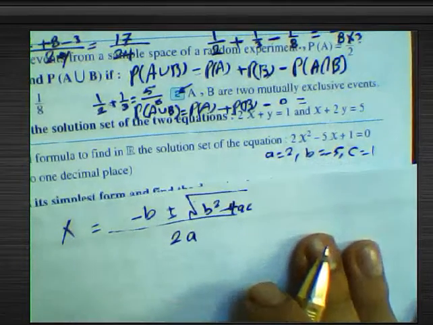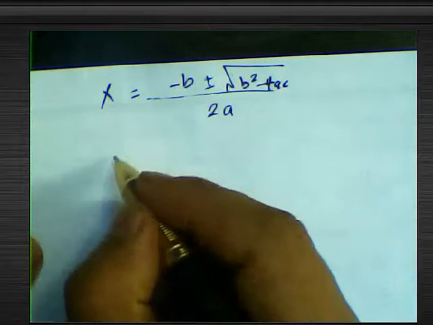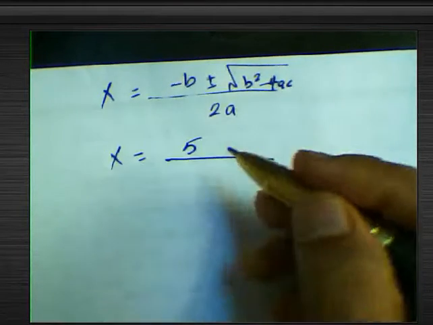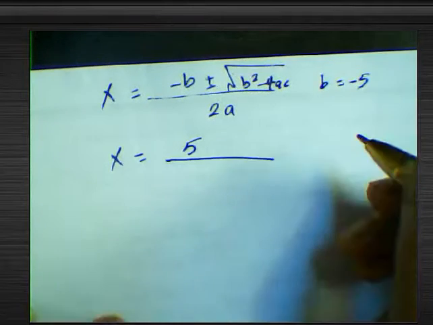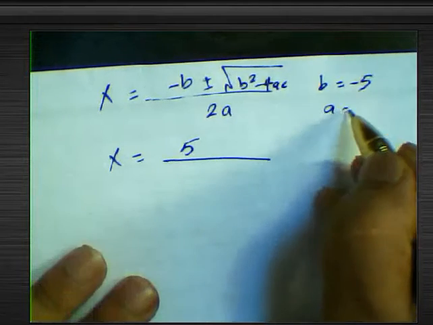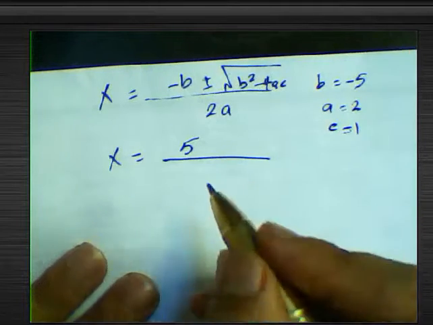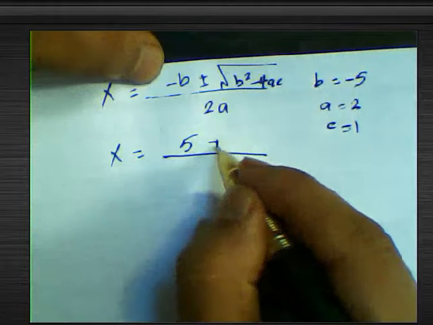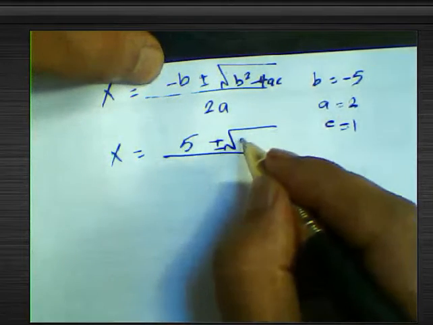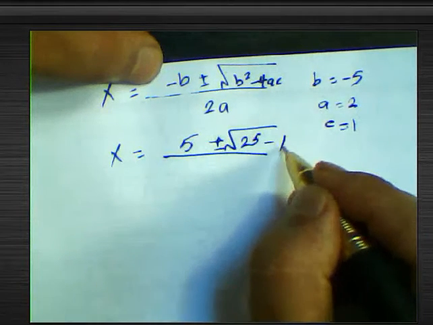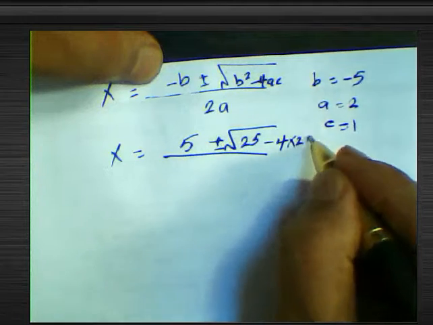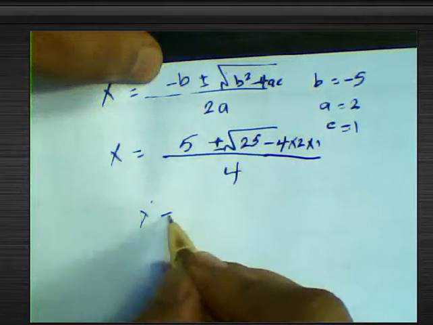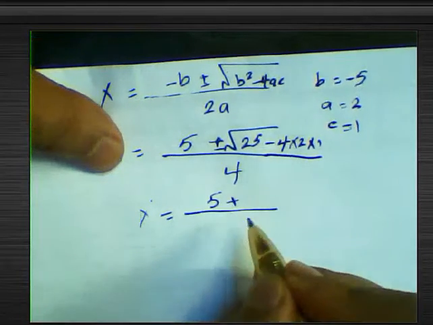We can write here, so x will be negative b, it will be 5 because b was negative 5, and a was 2 and c equal 1. Then x equals 5, negative b, it will be 5. Convert the sign here, plus or minus the square root of b² equals 25, subtract 4 times a times c, 2 times 1, over 2 times a. 2 times a equals 4.